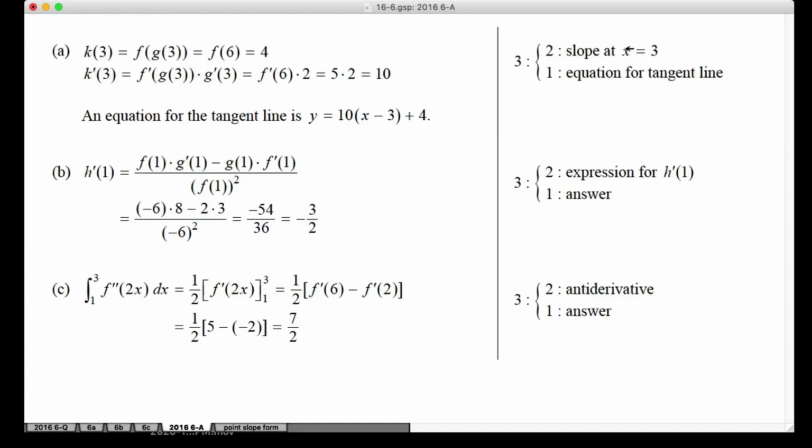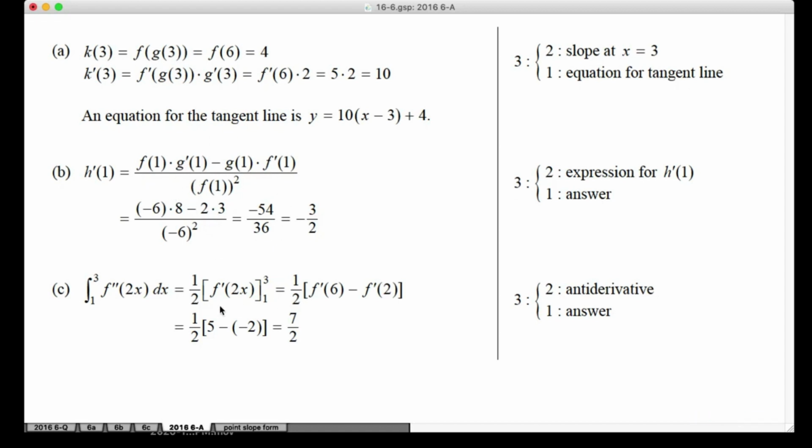You got 2 points for the slope. They want to see if you did the chain rule properly; otherwise you wouldn't have gotten the slope. Then they gave you 1 point for the equation of the line. Here the value of the slope is 10, and here's the equation of the line, and they use point-slope form also. In the next part of the question, you got 2 points for the expression for h prime of 1. They wanted to see if you knew the quotient rule, and you had to substitute 1 in. Then the answer was just getting the data out of the table.